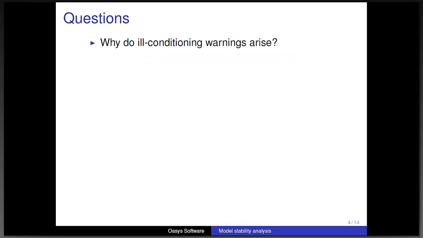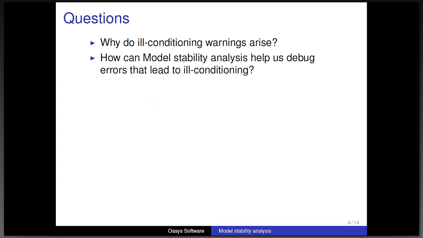So we're going to be looking at why these warnings and errors arise. We call them ill conditioning warnings. And how can model stability analysis help us debug errors that lead to the ill conditioning?